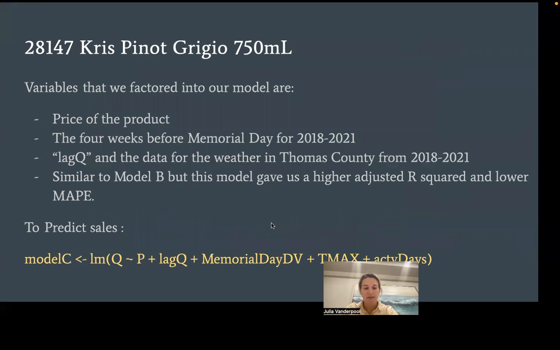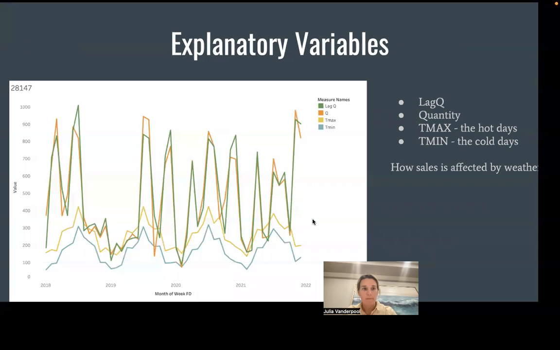Thanks, Danny. So this is our last brand, 28147, which is a Pinot Grigio. The variables we factored into this model is the price of product. Like the other 2 models, we did the 4 weeks before Memorial Day from 2018 to 2021, lag Q and the weather data for Thomas County. Similar to model B, but this model gave us a higher adjusted R square and a lower MAPE. And then the model down here below is what we put into R Studio for the regression.